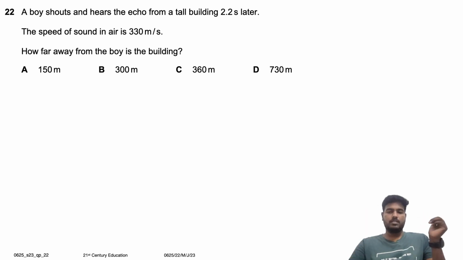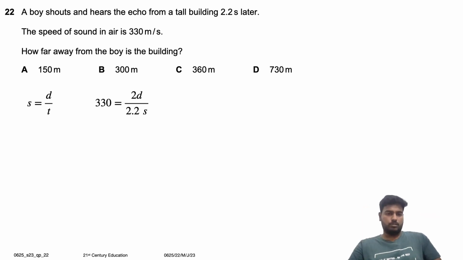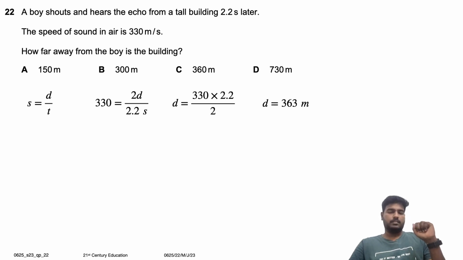So speed is distance by time. This distance is 2 times, because it's going and coming back. So 330, which is speed, is 2 into distance divided by the time taken. Why 2d? Because it's traveling, hitting the wall and coming back. This is 2 times distance taken in 2.2 seconds. That's why it's 2d there. If we rewrite this equation for d, then we get 363 meter. Round it off to 360 meter.